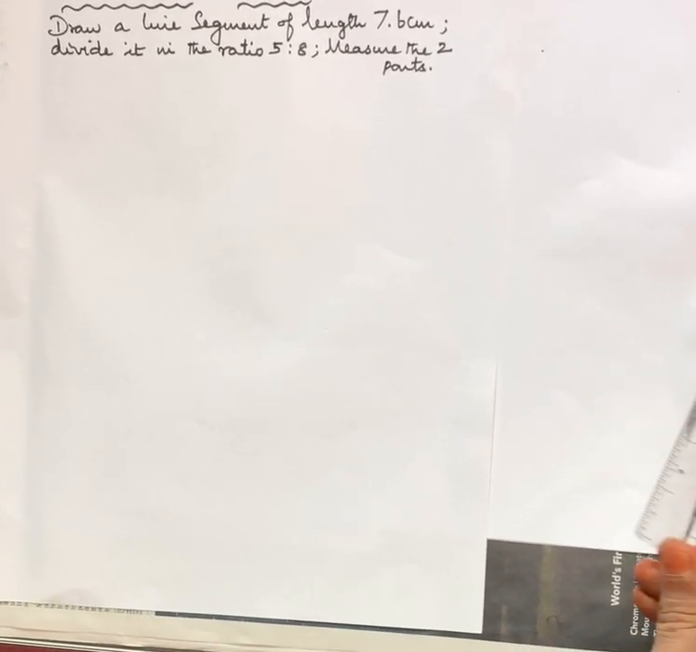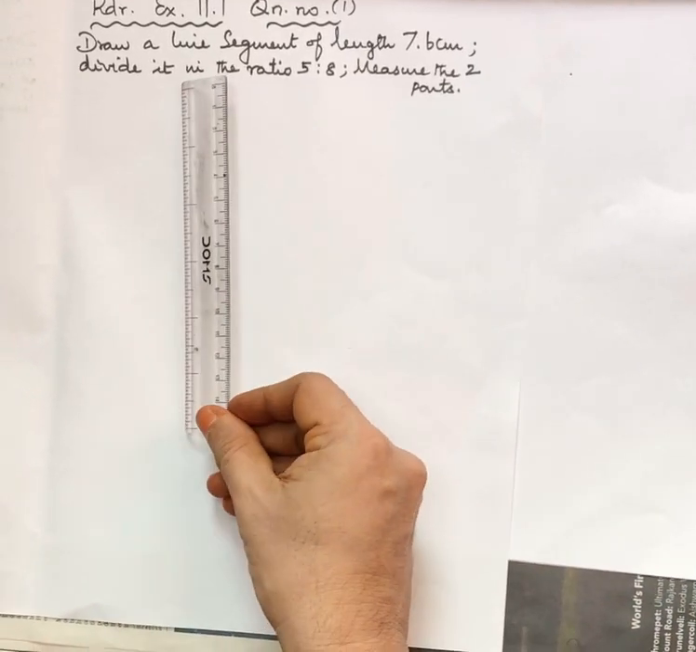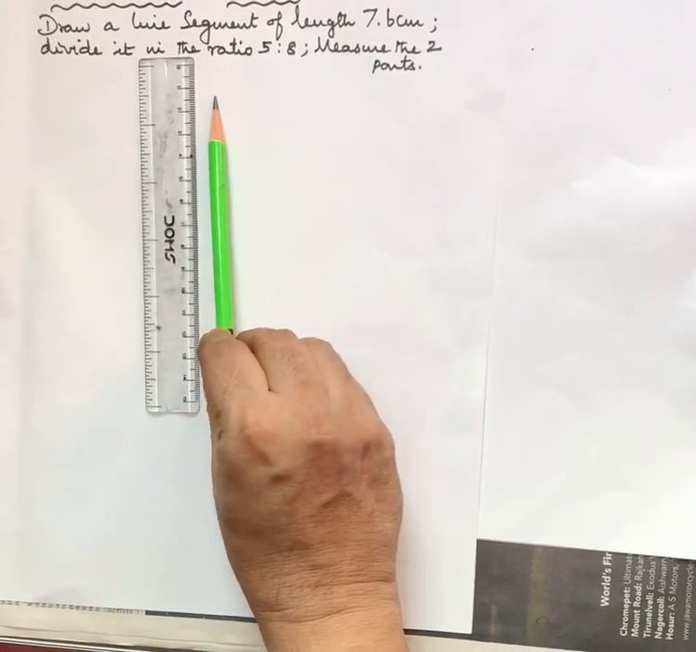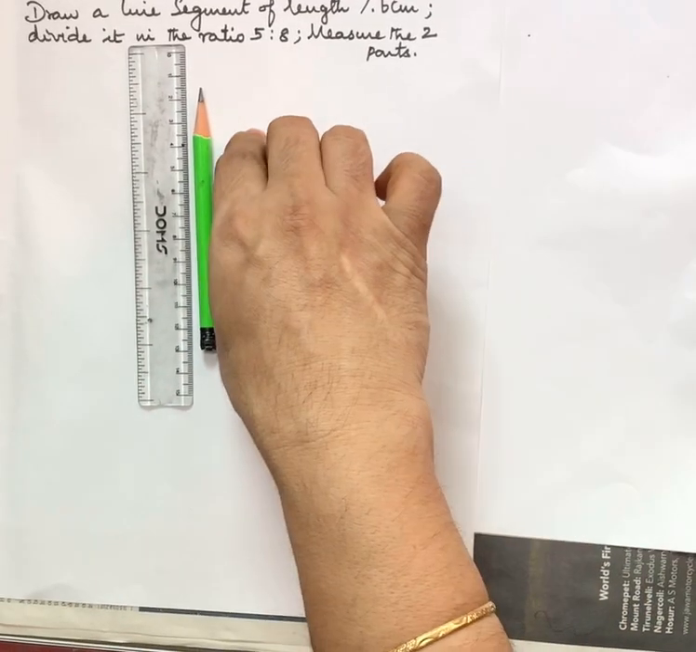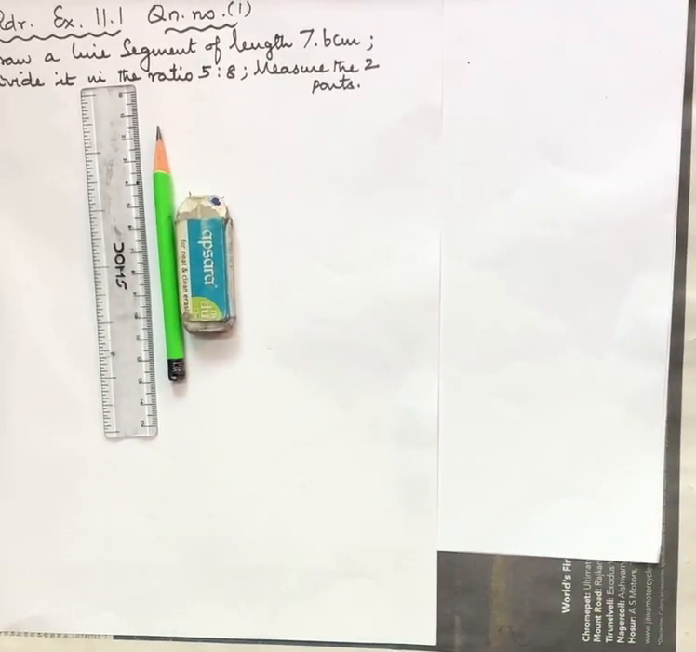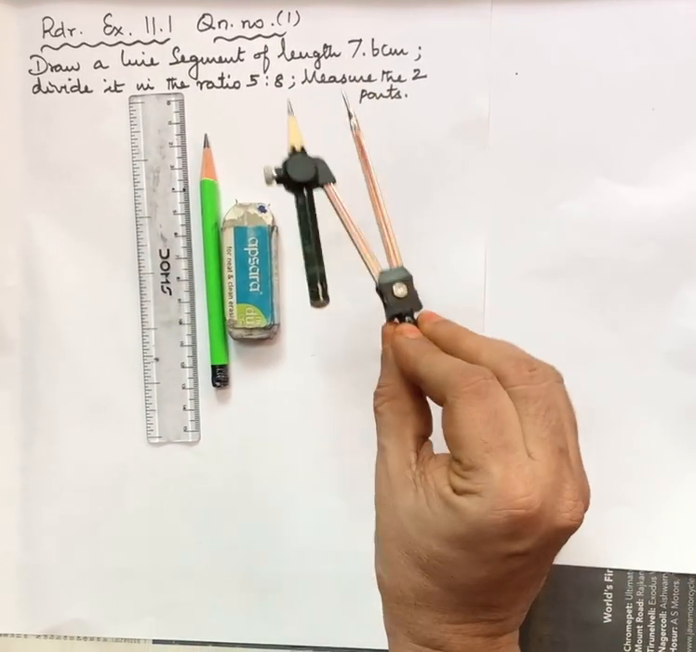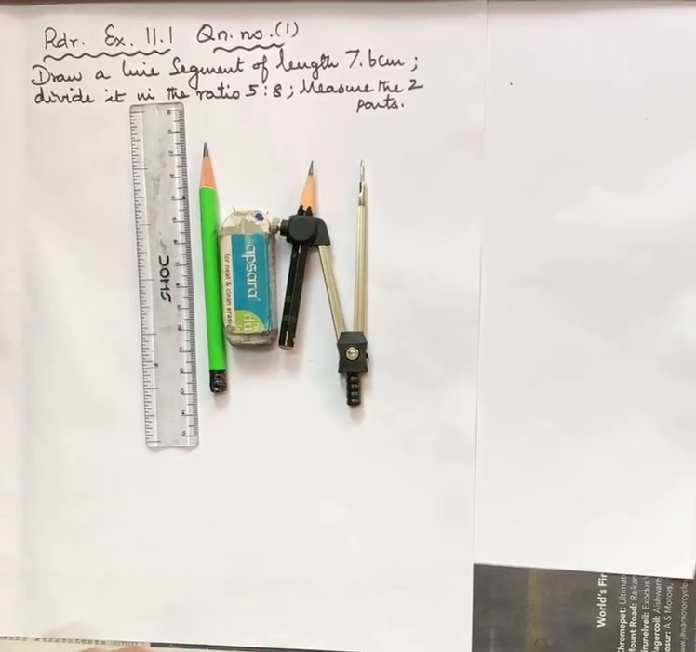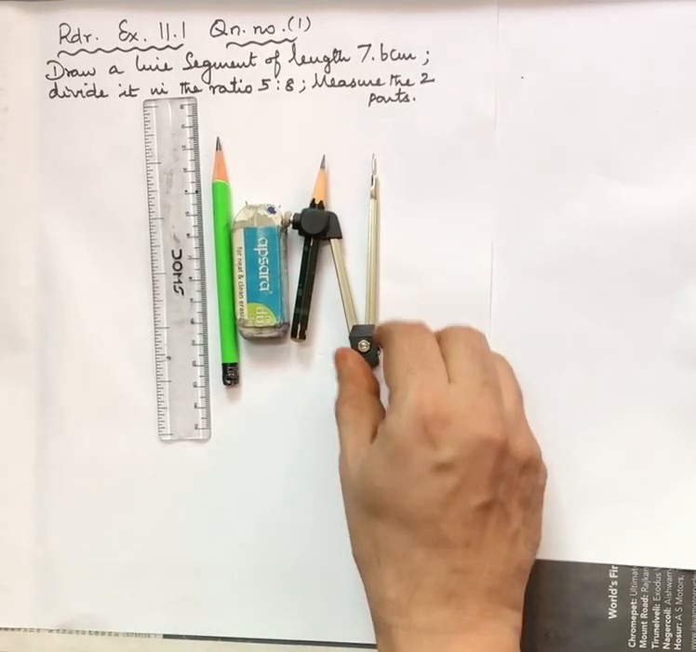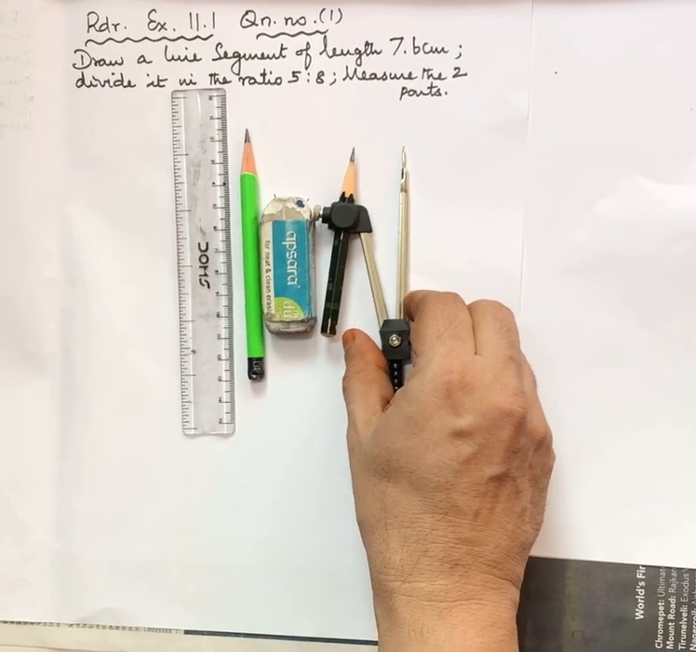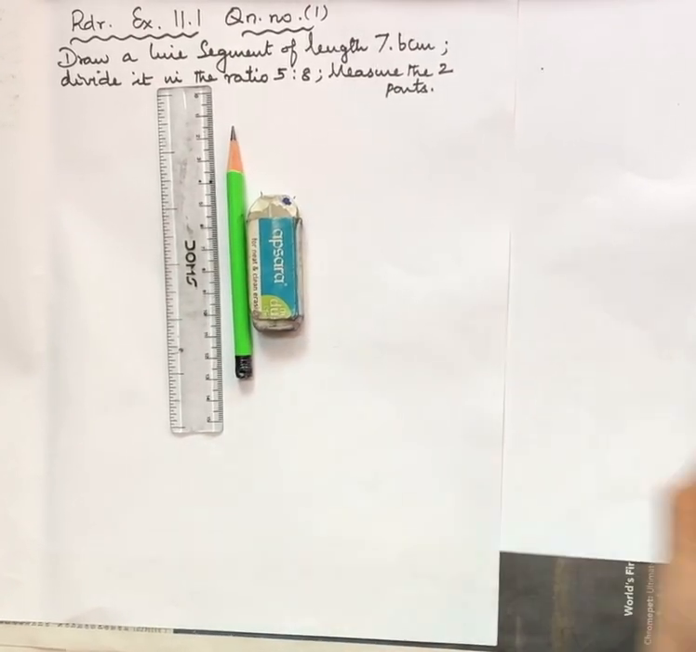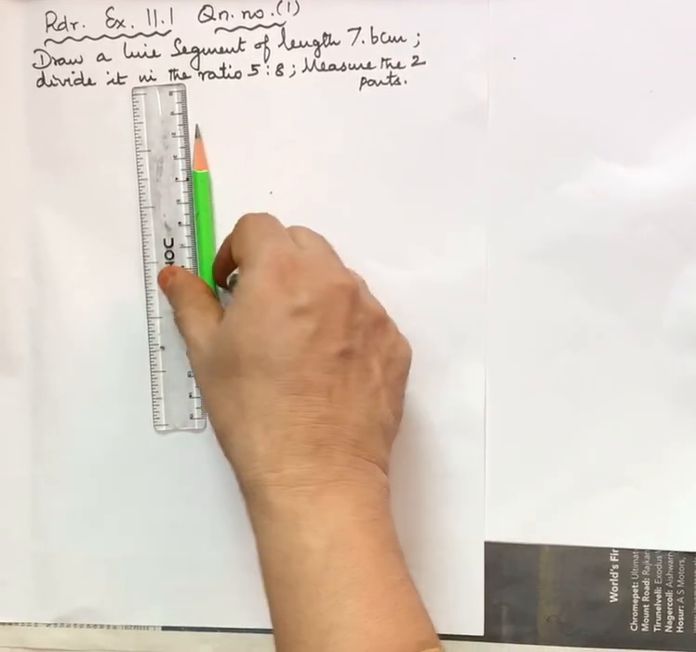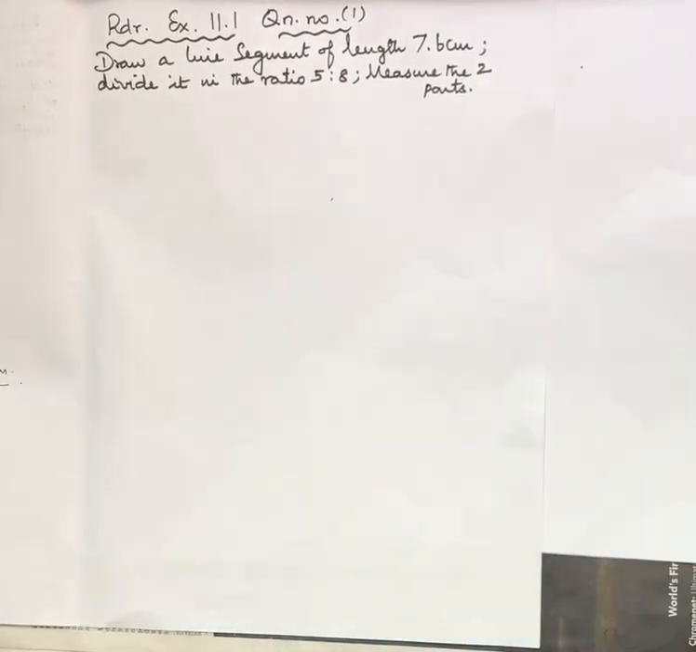For making this construction, the materials required are scale, pencil, eraser and compass, a pencil fixed. These are the required materials for you. So, all of you will keep these things ready. Now, I am going to make the construction for you.